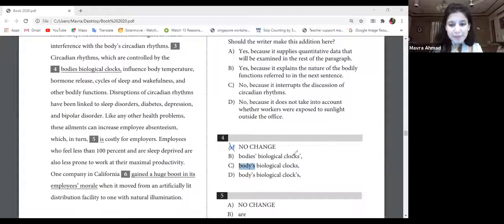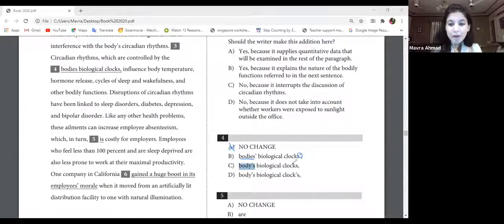B, bodies biological clocks. पहली बात ये कि हमारे पास bodies हमें plural form में रखने की कोई जरूरत नहीं है, because we are talking about a particular example of a body, right? So we do not need to have an apostrophe over here, and we do not need to have bodies in the plural form as a plural subject. Next, we do not need an apostrophe on top of clocks. We are talking about a person's biological clock, so we just do not need to have this apostrophe over here, because it's not appropriate to put it over here, keeping in mind कि ये possession नहीं show कर रहा है with the rest of the sentence.